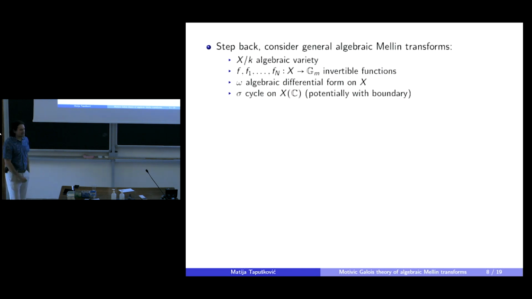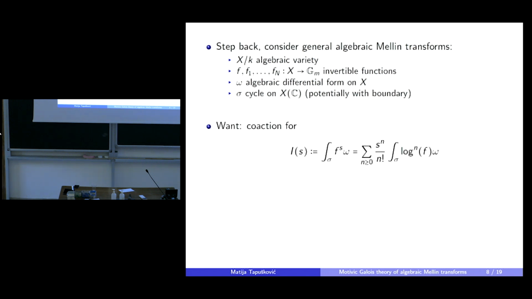Okay, so let's step back once again and consider general algebraic Mellin transforms. What do I mean by this? We still have X over K an algebraic variety. We have a bunch of algebraic functions on X, f, f_1, ..., f_n, from X to G_m invertible, omega an algebraic differential form on X, and sigma a cycle on the complex points. Potentially, we can add boundaries to everything here, but for simplicity, I'm just using X without any divisor in it for now.